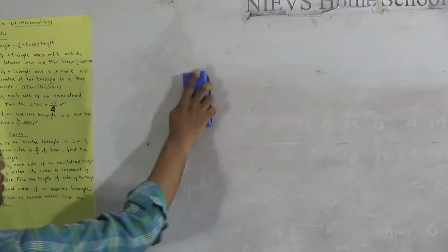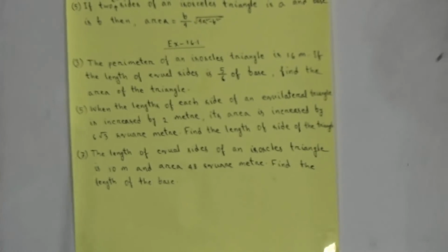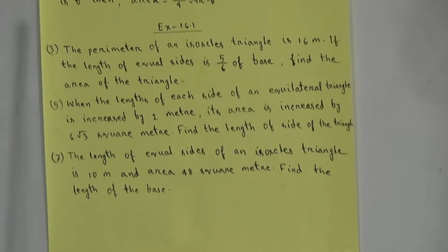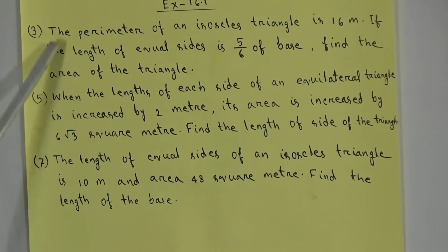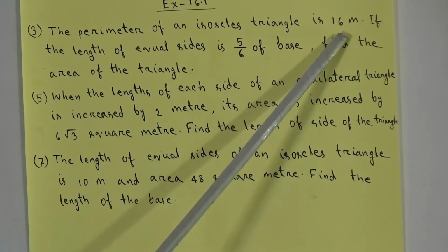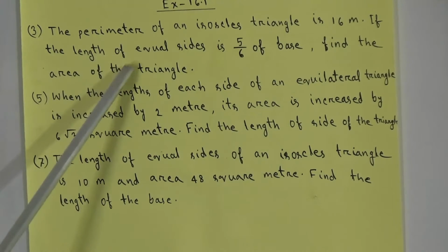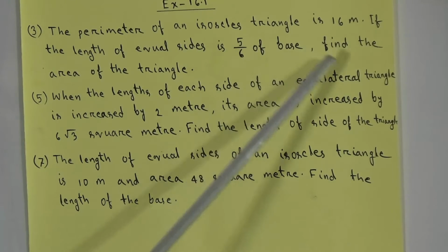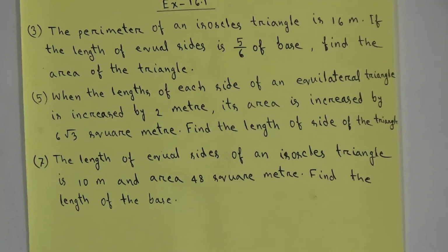Okay, dear students, we have discussed all of the formulas related to this chapter. Now we will solve some problems. Today we will solve 3 problems from exercise 16.1. At first we will solve question number 3. Here the question is, the perimeter of an isosceles triangle is 16 meter. If the length of equal sides is 5 by 6 of base, find the area of the triangle.